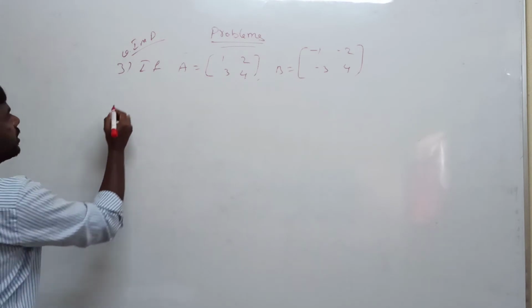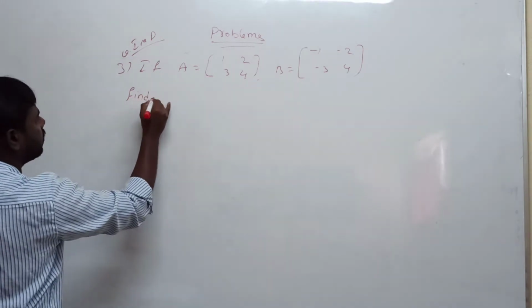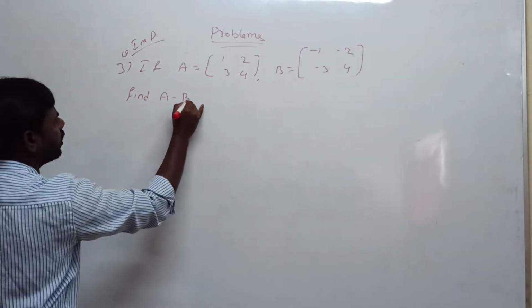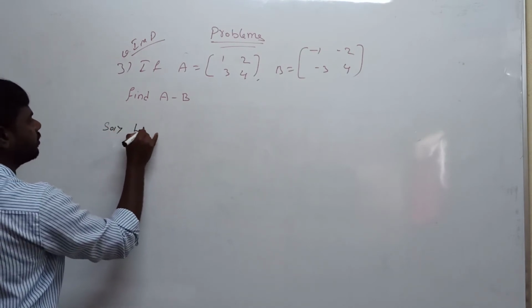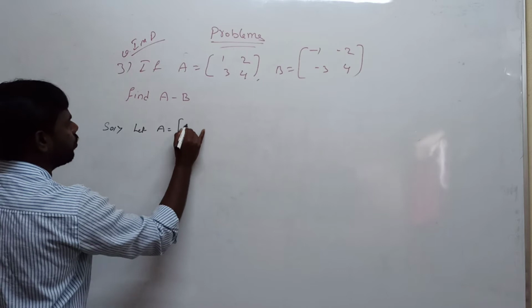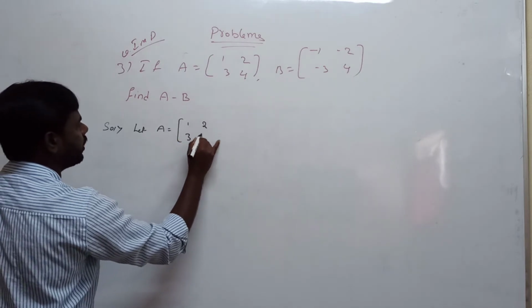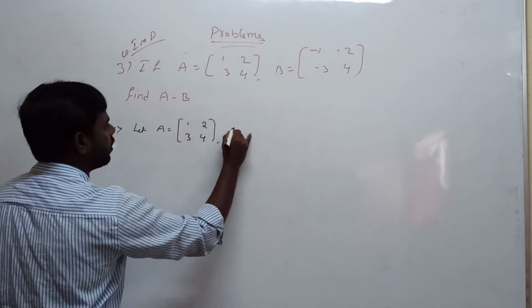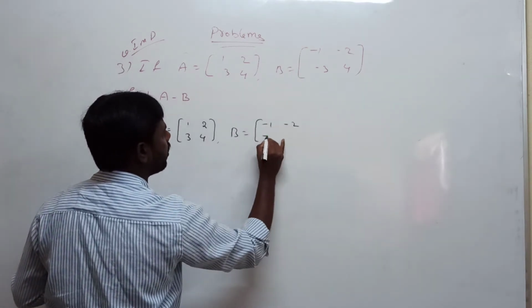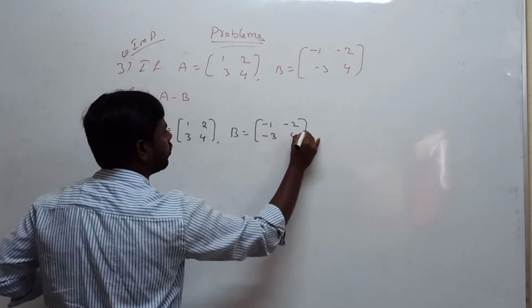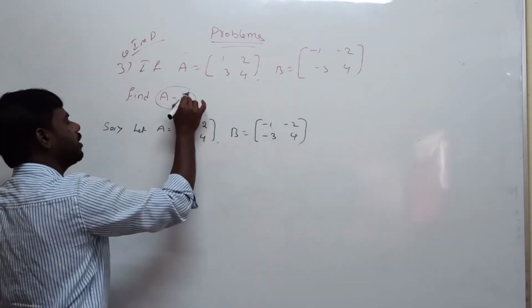Find A minus B. Subtracting the two matrices. Solution. Let A is equal to 1, 2, 3, 4. B is equal to -1, -2, -3, 4. What they are asking is to find A minus B.